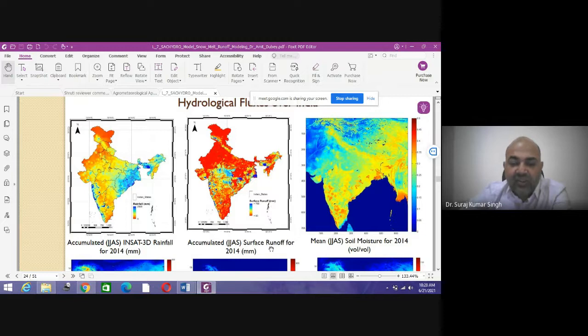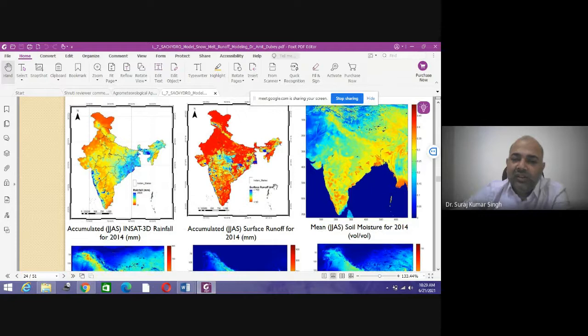Then accumulated surface runoff. Using various formulas and techniques, we have calculated the surface runoff. Using this, you can see the areas which are having the maximum or minimum amount of rainfall, and the areas which are having the maximum runoff. So those kinds of zonation can be seen, where the different colors are indicative of various kinds of runoff in that area. You can see that in major parts of India, a large amount of water goes and meets the sea as runoff.